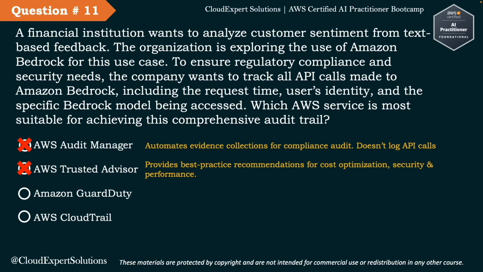Option number 3, Amazon GuardDuty. GuardDuty is a threat detection service that analyzes logs for suspicious activities. It's not a tool for detailed API call tracking. That is why GuardDuty is also not the correct option.